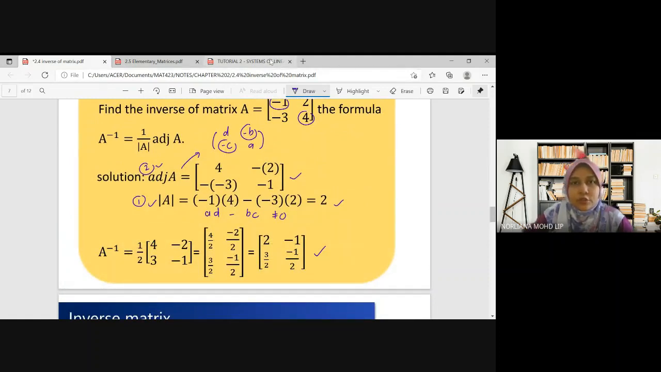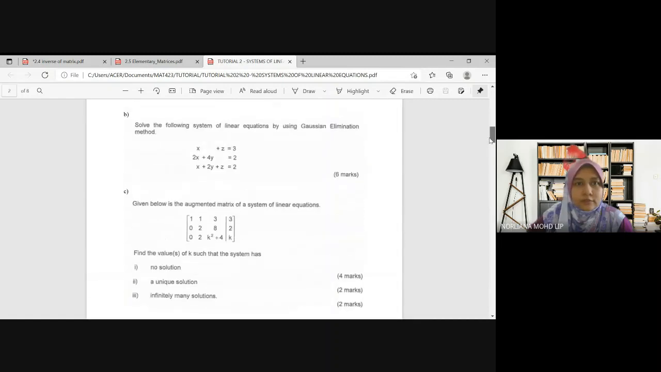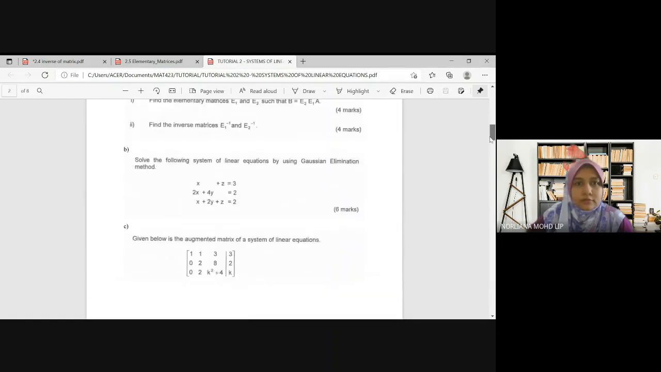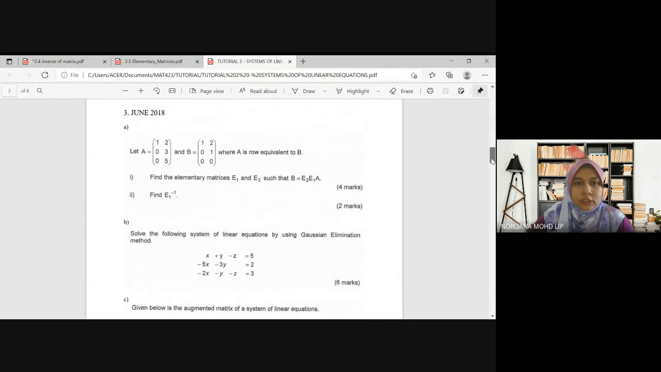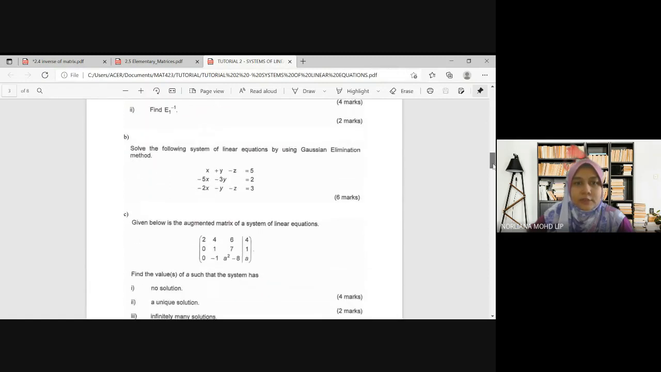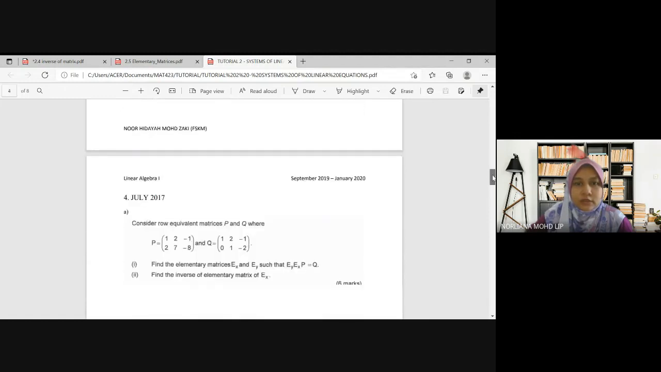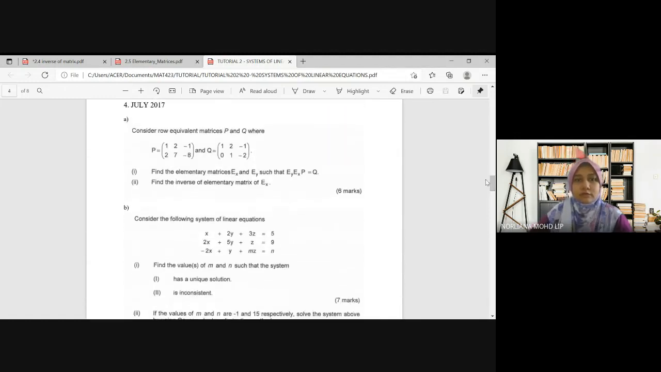Kita akan tengok contoh. Kalau contoh ni banyak suruh, kalau yang ni inverse, dia melibatkan elementary matrix sekali. So masuk elementary nanti. Ini soalan past year tutorial.